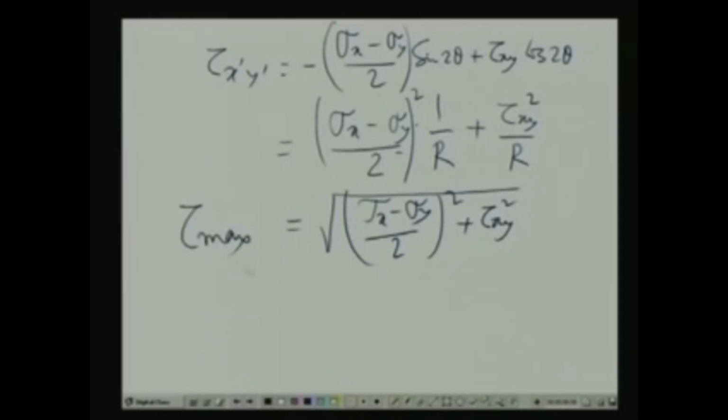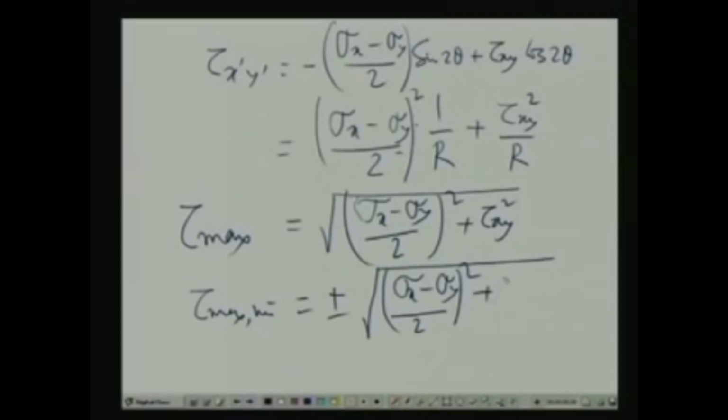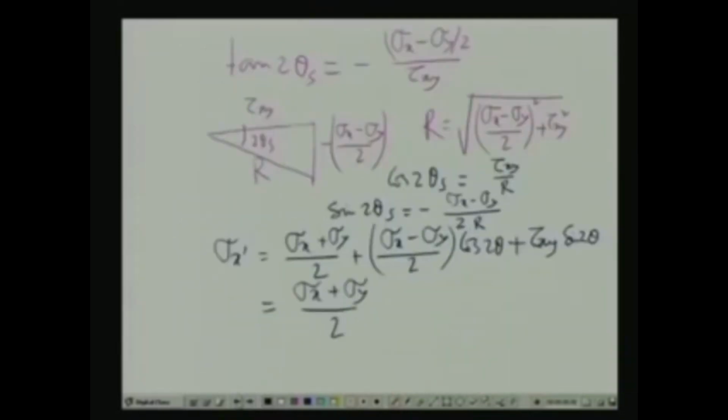In fact, the minimum stress is the negative of this. So, tau max or min, we can write as plus minus root of ((sigma x minus sigma y) by 2) square plus tau x y square. So, these are the values of maximum shear stresses, and as we have observed, the normal stress on the plane where shear stress is maximum equals (sigma x plus sigma y) by 2.